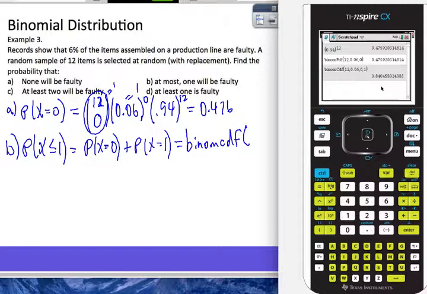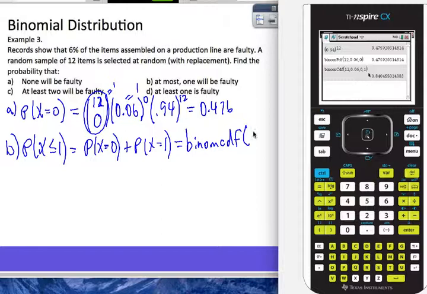Notice how it's printed out on the calculator screen of your calculator. Those are the inputs that you gave: 12 trials, 0.06 probability of success, and you're adding up 0 and 1, or from 0 up to 1. So again, if it said at most 2 faulty, then you put your lower boundary as 0 and your upper boundary as 2. All right.